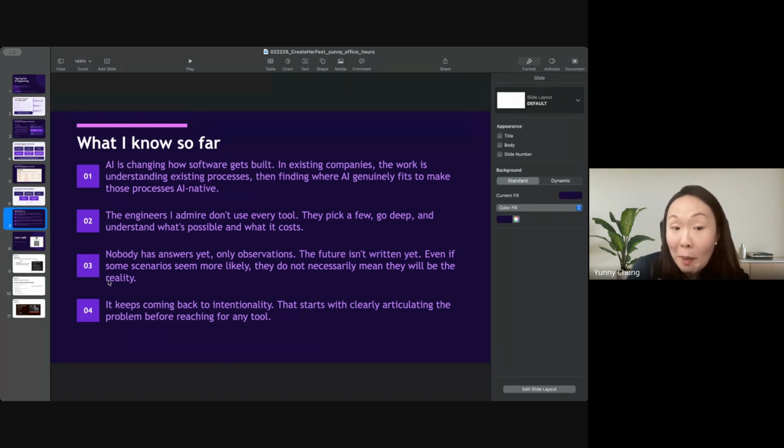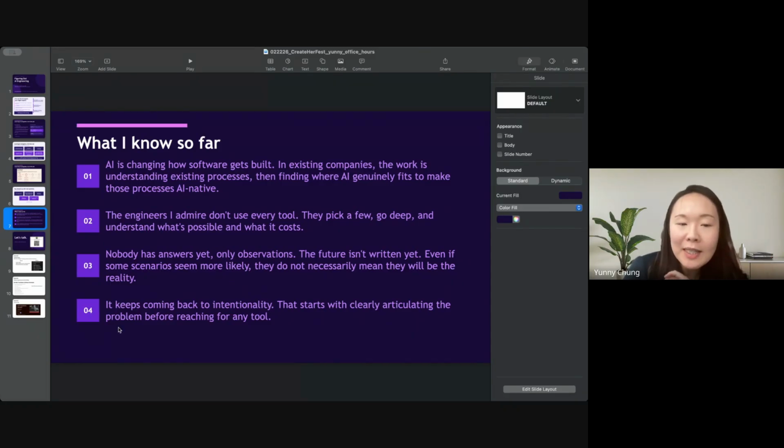Number three is that nobody has answers yet, only observations, as I mentioned. This is becoming more evident as I talk to more people. That means the future hasn't been written yet. Even if some scenarios seem more likely, it does not necessarily mean that will be the reality for you and for me, because everyone has different needs and a unique situation. I was in a sad moment last year, because I thought the ending was already pretty clear. This helped me a lot to find self-motivation and self-energy to start something for myself. Because there's a society that I want to live in where everyone's pace is respected and everyone feels included, even if AI is coming at us. I want to spend every day believing that is possible and contributing to it instead of feeling sad. This is something I try to remind myself of every day.